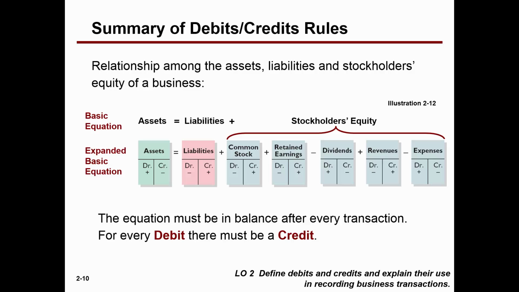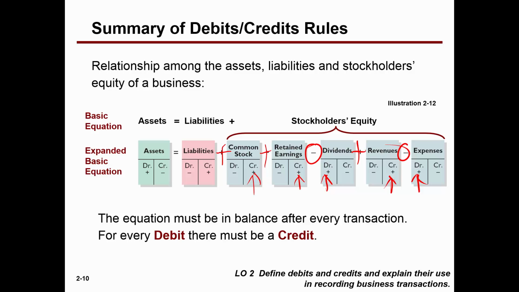Now they break down their stockholders' equity into more detail. Common stock, which is added on this right side of the equal sign, retained earnings added, revenue added, all have the same increasing rule with credits. This revenue credit. But if you're decreasing dividend expense, the rule to increase an expense and dividend is to increase with the debit side.